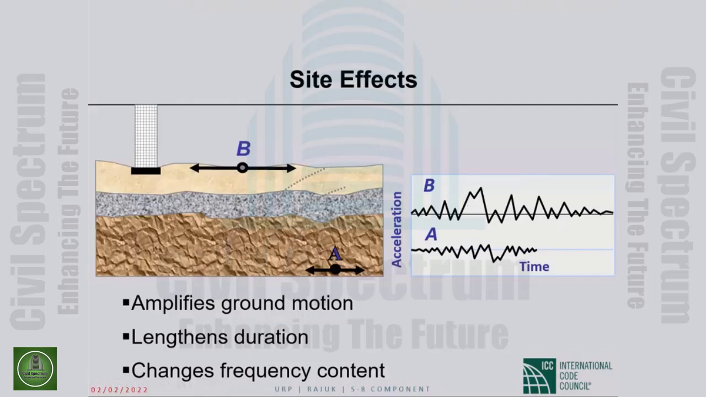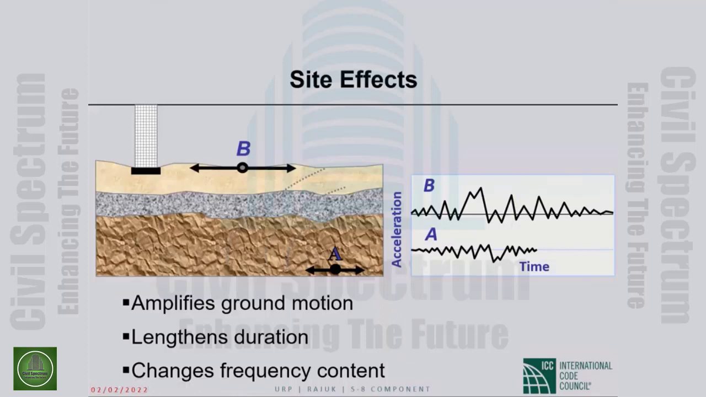Lengthens the duration. Also, very importantly, changes the frequency content. Okay? So frequency, I mentioned, so period would be from one zero crossing to one extreme, to the next extreme, to the next zero crossing. So from here to there, the time taken is the period. Reciprocal of that is the frequency.